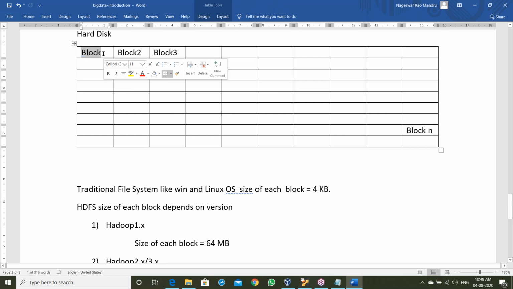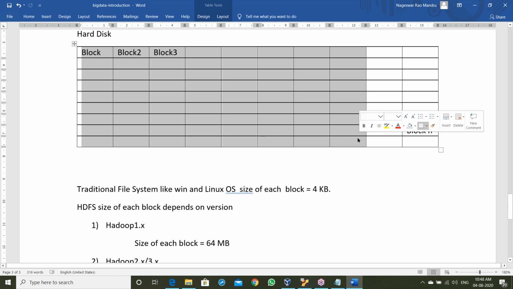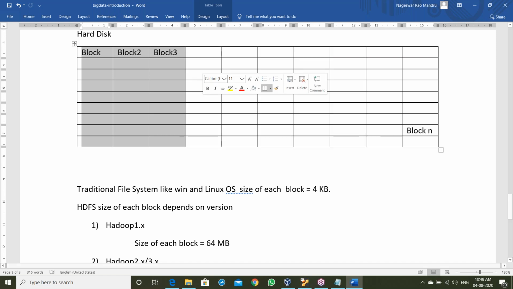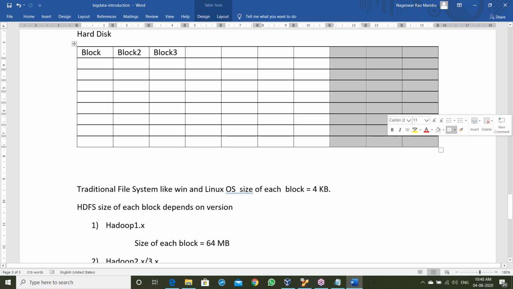In your system there is Windows, right? We have some partitions: C drive, D drive. The C drive partition contains some blocks, the D drive partition some other blocks, and the E drive some other blocks like this. Suppose this is the C drive partition, maybe this is the D drive partition, maybe this is the E drive partition. That partition is divided into blocks.